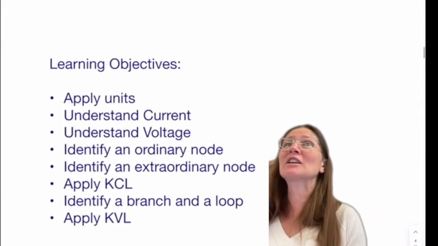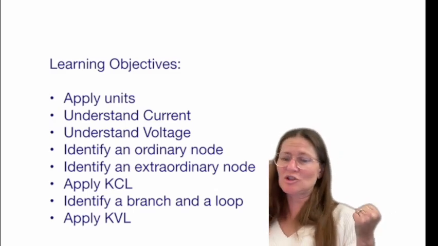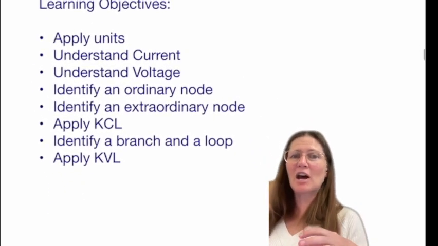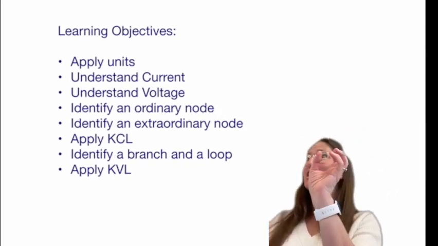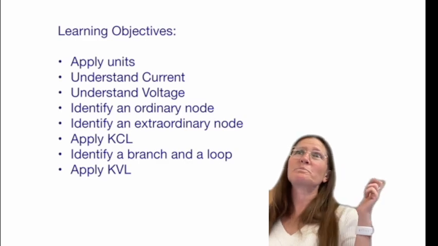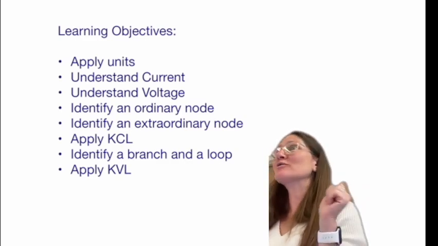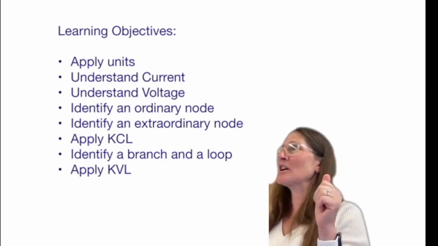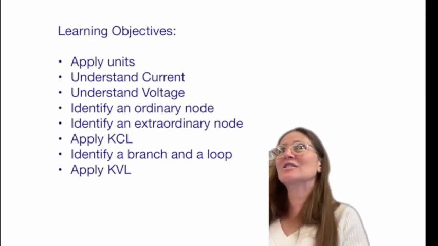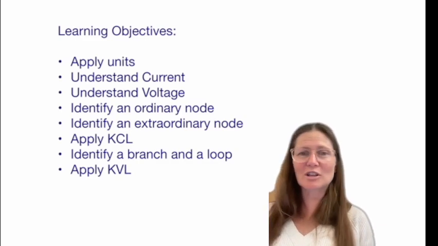So to begin, we need to learn some very beginning basics. We need to understand units, we need to understand what is called a current, what is a voltage, and we're going to identify on that scary looking circuit what's called an ordinary node, an extraordinary node. We're also going to learn the very first techniques called Kirchhoff's current law and Kirchhoff's voltage law. And we're going to be able to identify a branch and a loop of a circuit. These are the very foundational skills that you need to look at something that scary and be able to analyze that. So that is our learning objectives for today.